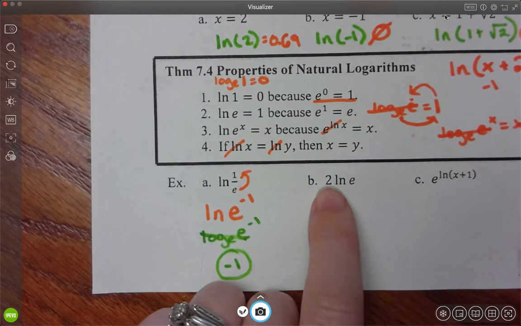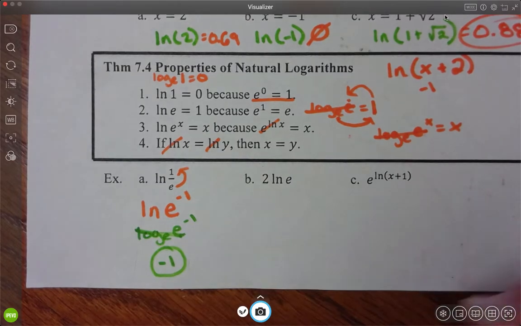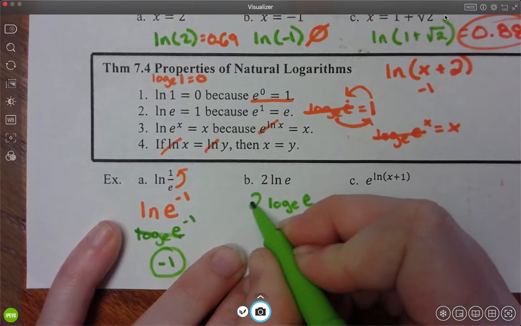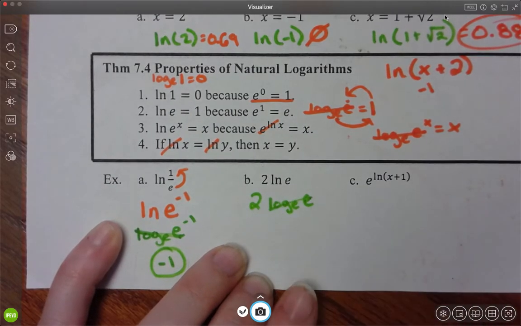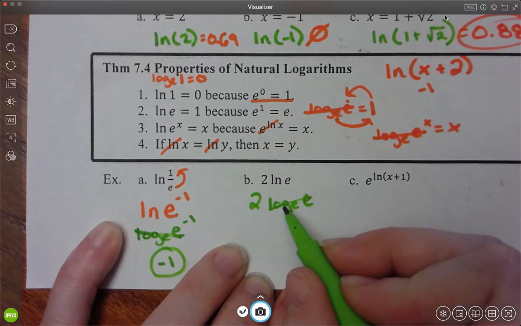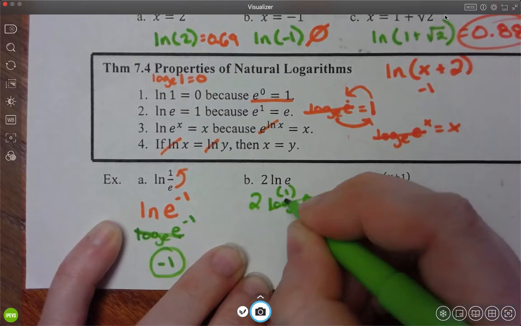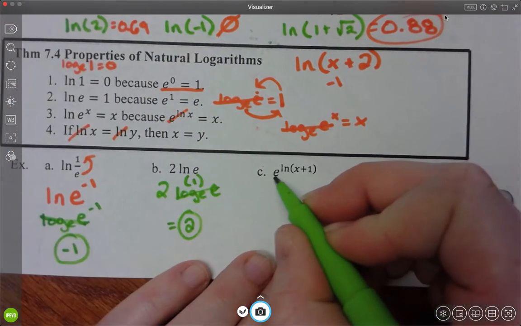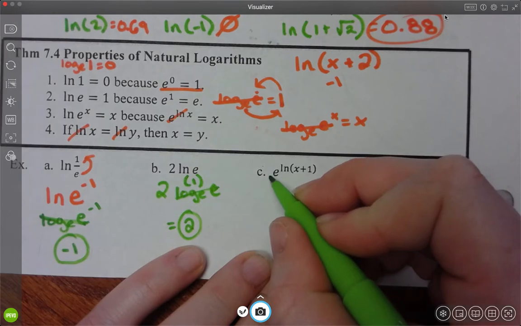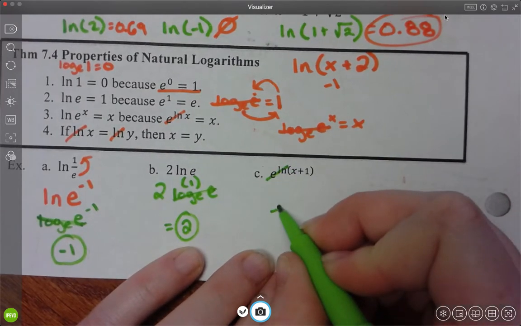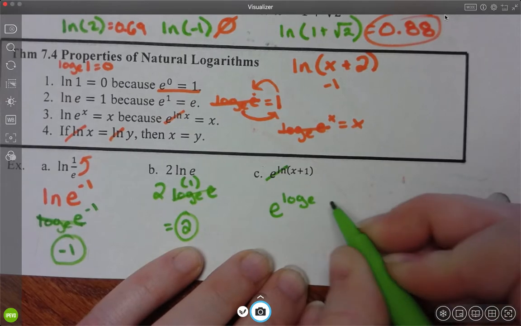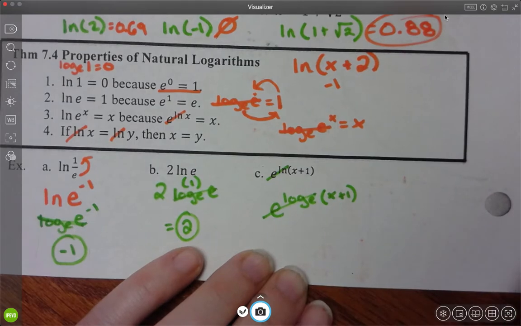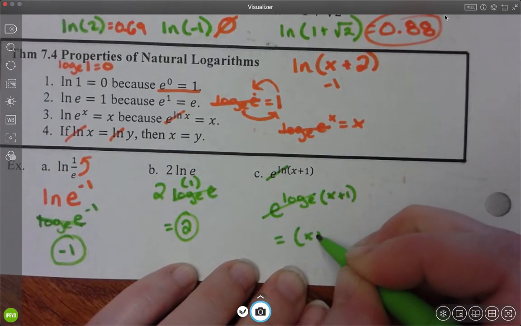Okay, B, I have 2 ln e. If you need to write ln as log base e, basically I have log base e of e and then a 2 in front. Log base e and e are going to cancel, and when they cancel, they don't make 0. It makes 1. So this is like 2 times 1, or just 2. Okay. Last one, e to the power of ln. Those are going to cancel with each other. And if you need to write it out, you sure can. This would be like saying e to the log base e of x plus 1. So those are going to cancel out, and that will simplify to just x plus 1.